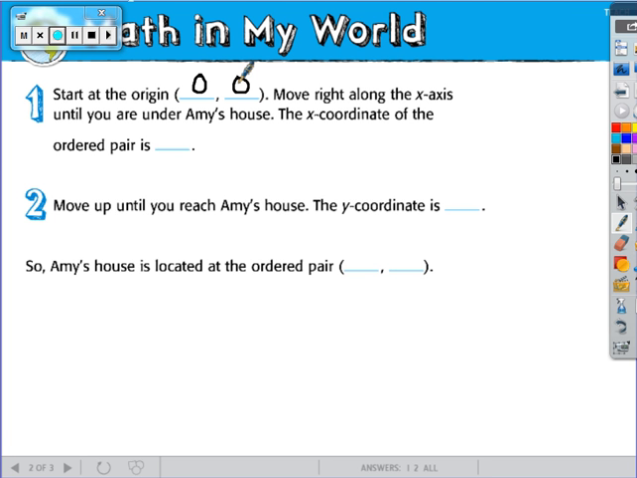We're going to move right along the x-axis until you're under Amy's house. The x-coordinate for that pair is what? 3. It is 3. Now you're going to move up until you reach Amy's house. The y-coordinate is 5. So Amy's house is located at the ordered pair 3, 5. Okay.